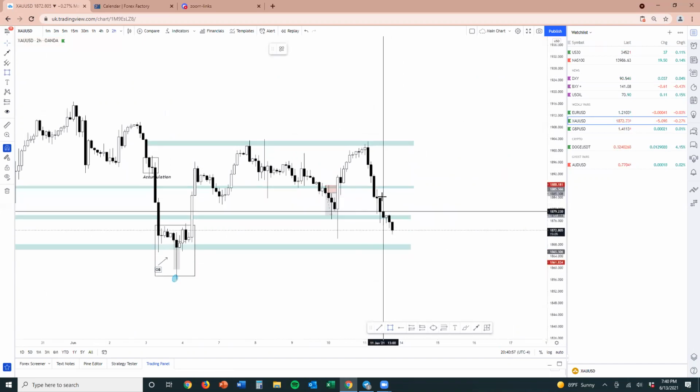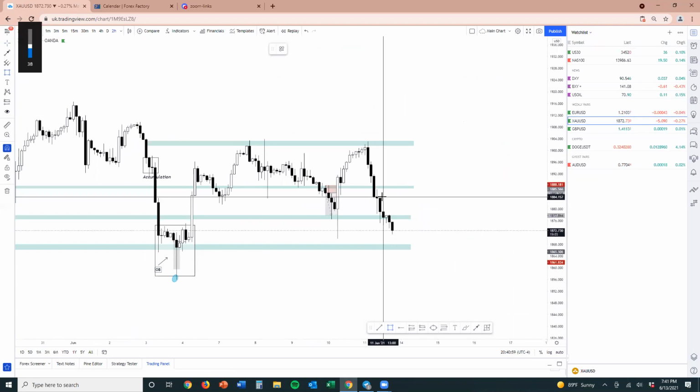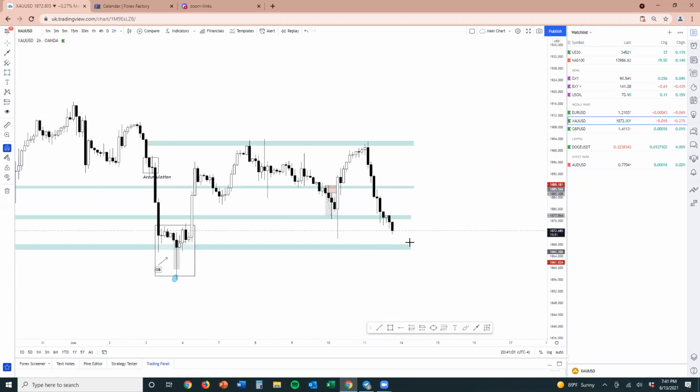Fam, I'm trying to get a re-entry point for gold because I'm actually mad. I took all of my profits from gold and I'm absolutely upset. But it's all right though.